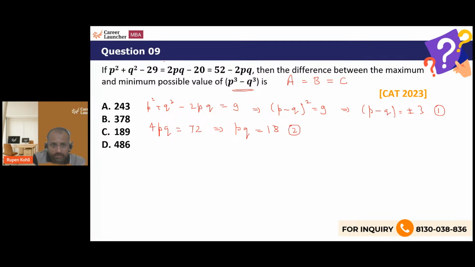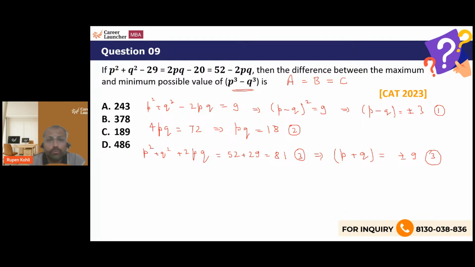Third result, A equals C. I'm getting P square plus Q square plus 2PQ. This comes over here, this comes over there. 52 plus 29 is 81. Right? This is my third result. In fact, I'll obviously say from here P plus Q whole square was 81, so P plus Q is plus minus 9.